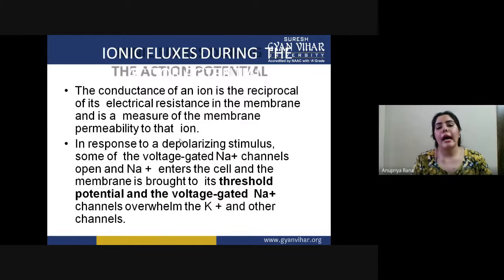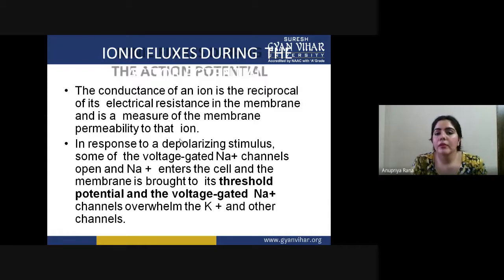Now we have to see ionic flux during the action potential. So how does ionic flux work during the action potential? The conductance of the ion is the reciprocal of its electrical resistance in the membrane, and it is a measure of the membrane permeability to that ion.